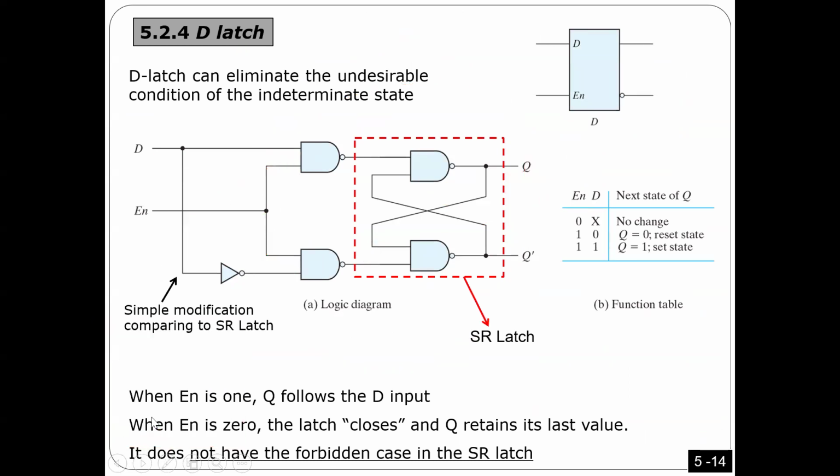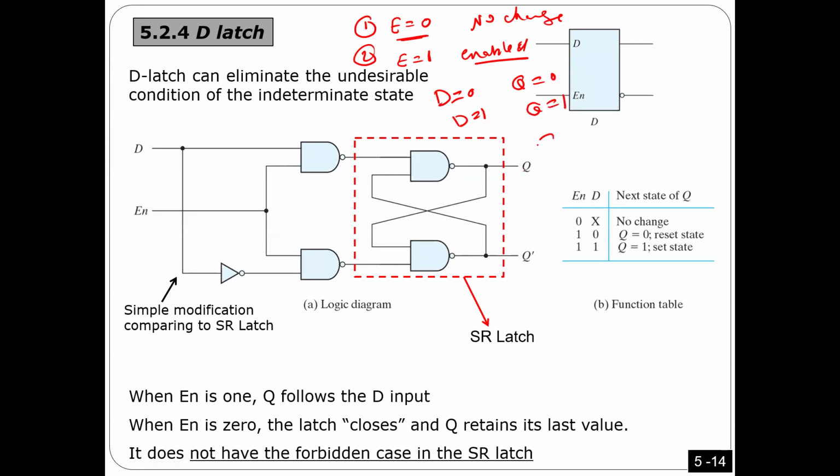Now the conclusion is, number 1, if enable equals 0, it is disabled, so no change. Number 2, if enable equals 1, that means it is enabled. Look how easy it is. If D equals 0, Q equals 0. If D equals 1, Q equals 1. That means Q equals D.